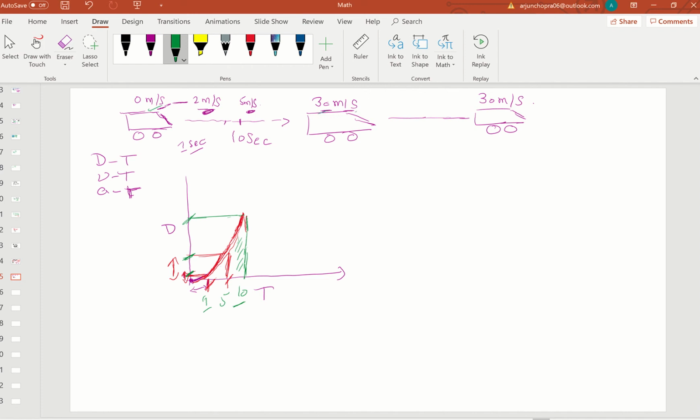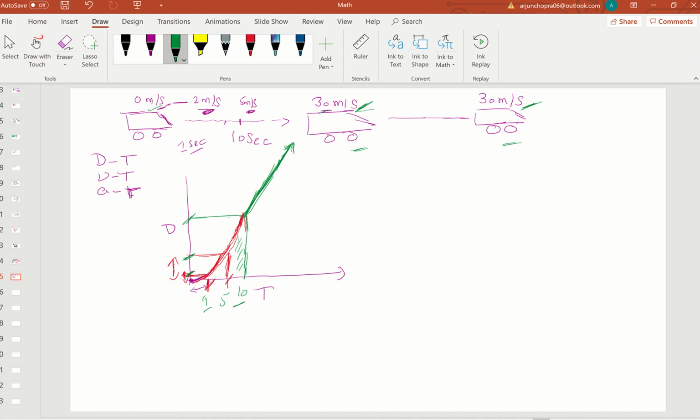Then after 10 seconds it's moving at 30 meters per second for the rest of the journey. So how will the graph look? Because it is covering an equal amount of distance in an equal amount of time, because it's not accelerating now, it's moving at a certain speed, the graph will look like a straight line, or shall I say a slant line. This I'll call a slant line. So that's how the displacement time graph will look for this scenario.